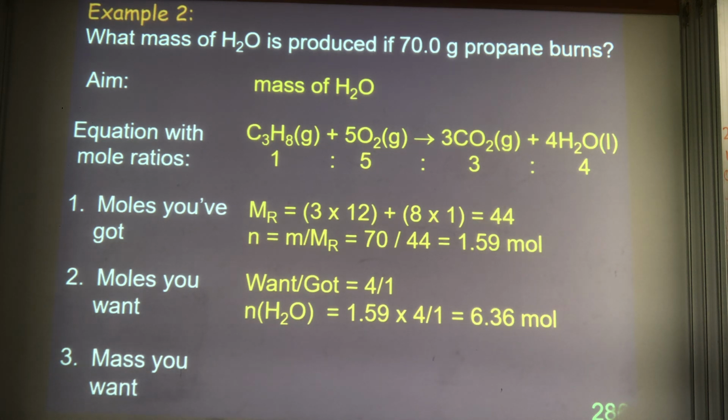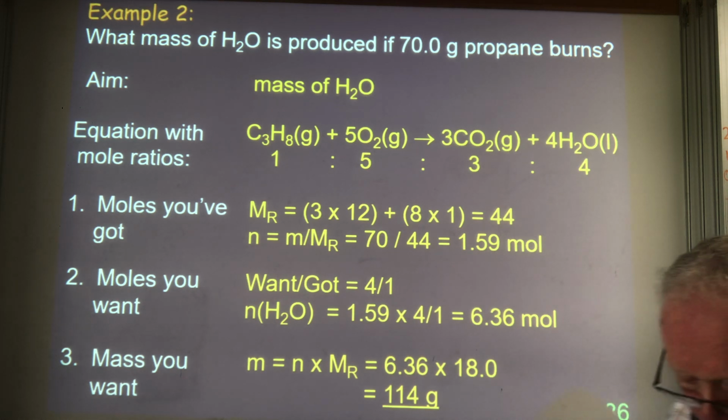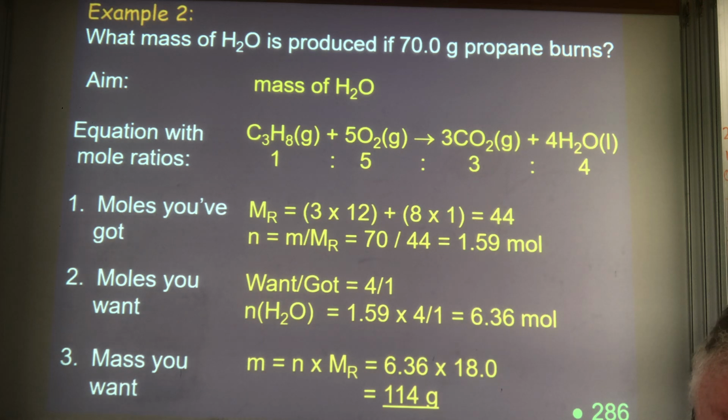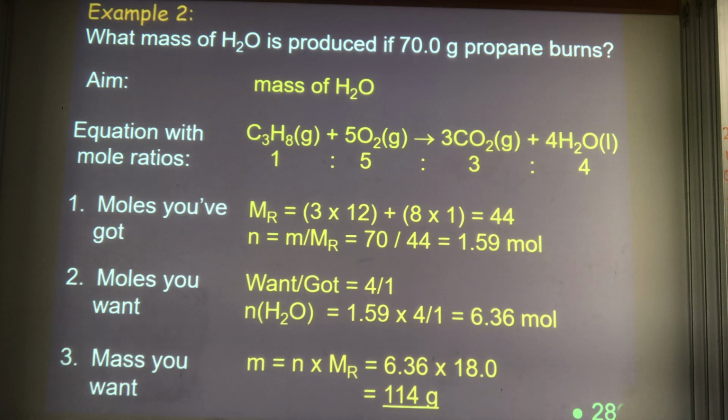And of course, once we've got the moles of water produced, it's a simple matter to use the mass formula to calculate the mass of water produced. So m equals n times Mr. Molar mass of water, 16 plus 1 gives us 18. And it gives us that mass of water. Okay. That's a couple of examples. Have a go at the questions.